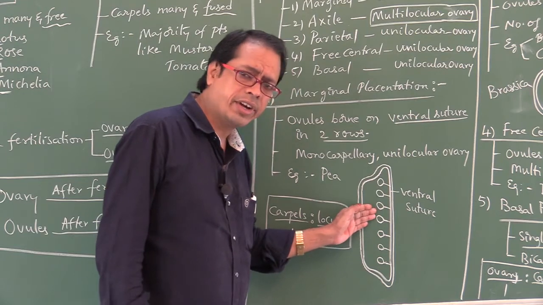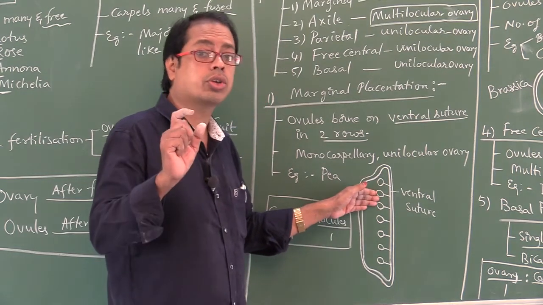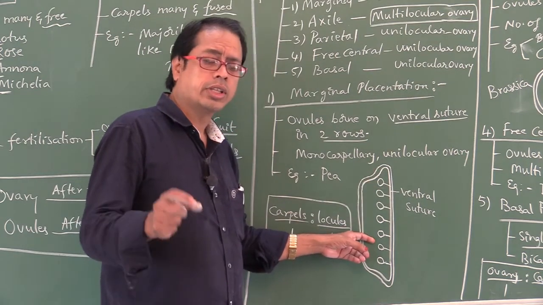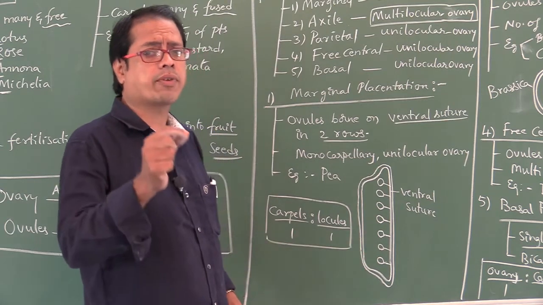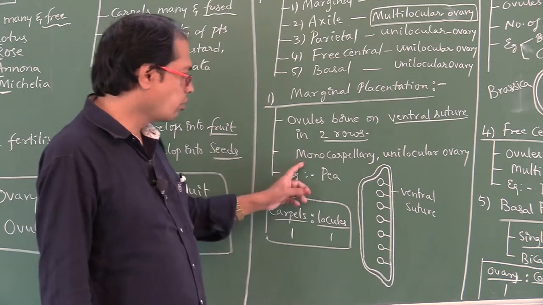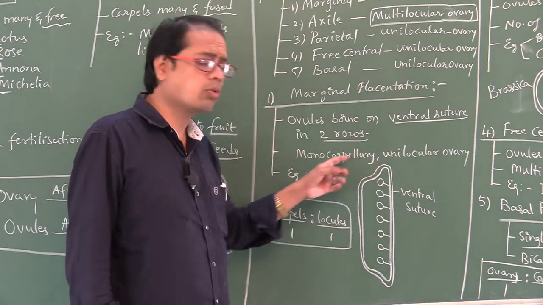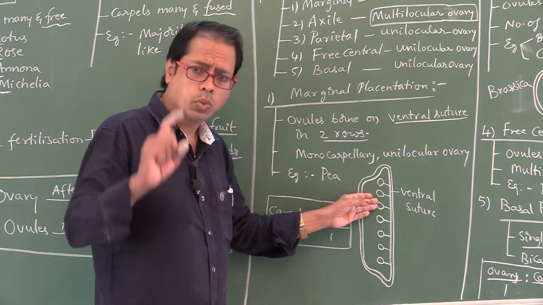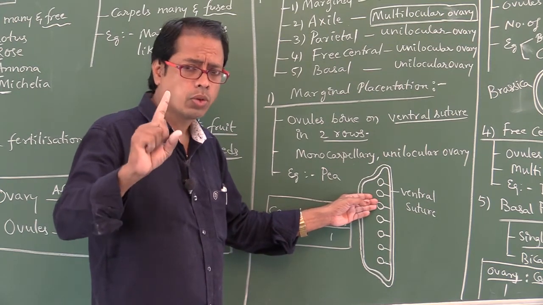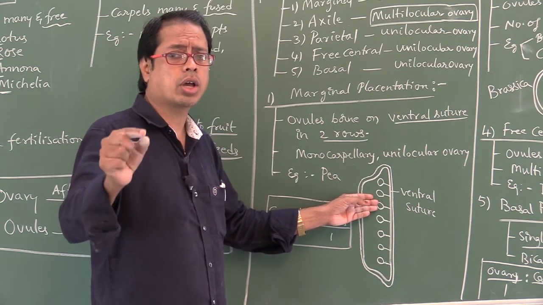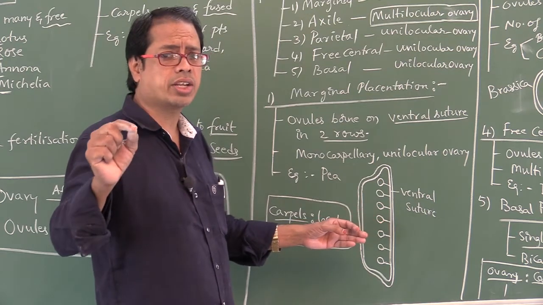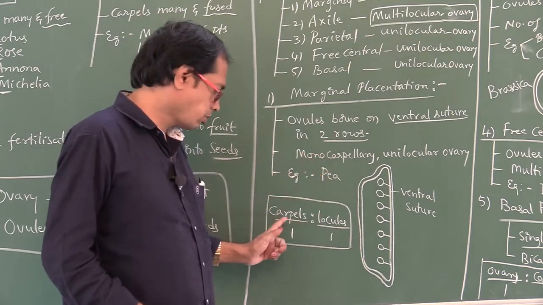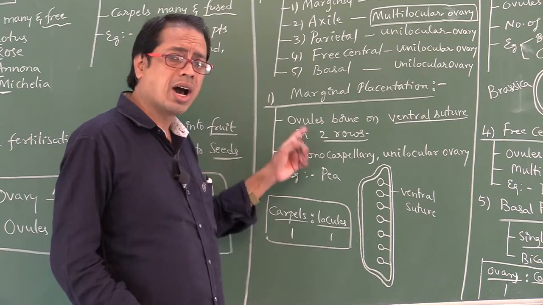The cavity present inside the ovary, inside the carpel, is called the locule. This is one carpel, that is one locule. Generally, the number of carpels is equal to the number of locules. So, a monocarpellary unilocular ovary is present. Here this is one carpel, inside one locule. Monocarpellary unilocular ovary is found in which placentation? Marginal placentation. Which family? Fabaceae. Carpels 1, locules 1. Marginal placentation.